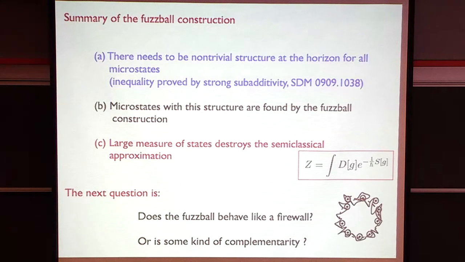Okay, so here's a summary of all that I was saying about this fuzzball construction. There are just three things I have told you. There needs to be a non-trivial structure at the horizon for all microstates. And that's exactly basically what Hawking told us, if you want information to come out. And you might worry the small corrections could screw you up. But if you use strong subadditivity, then you get the inequality which tells you, no, you must have non-trivial structure of order 1.